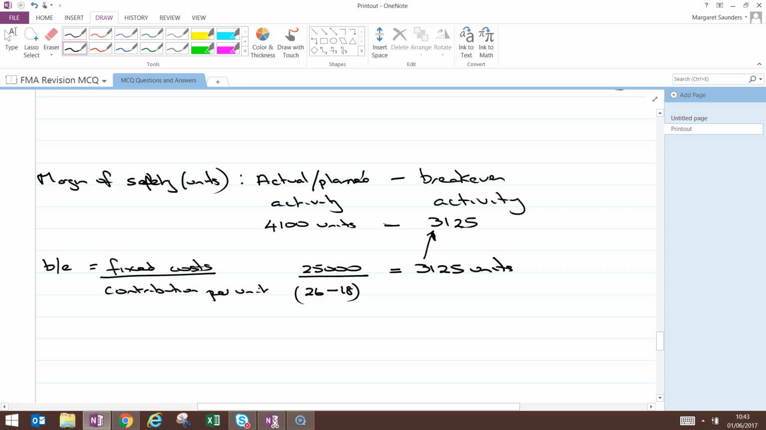Margin of safety. Remember, the margin of safety is how safe are we? We're making a profit if we can sell more than break even. So if we're breaking even at 3,125 and we're actually planning on selling 4,100 units, we know we're going to be in a profit, and we know therefore that we have a degree of safety.